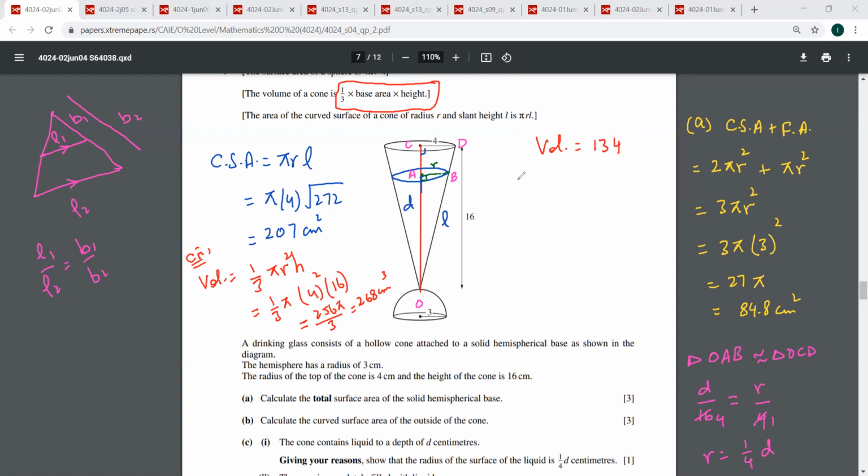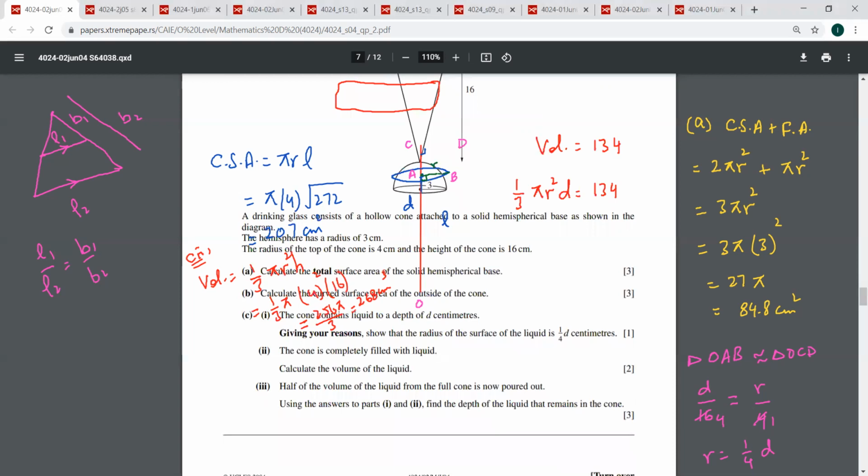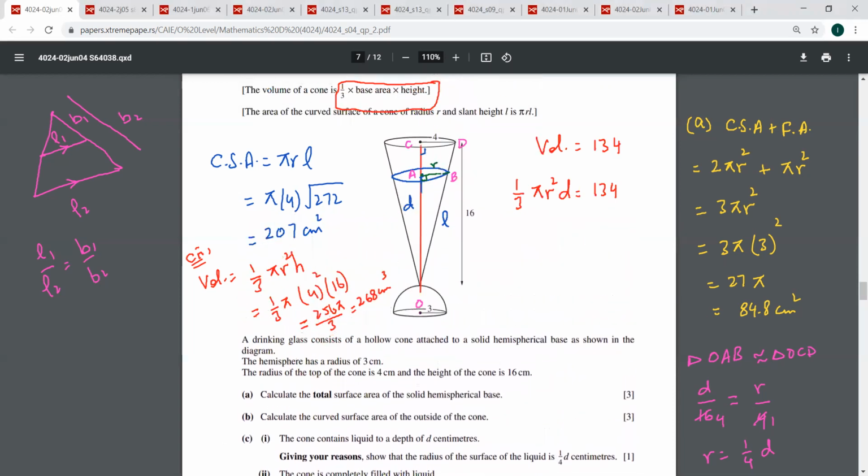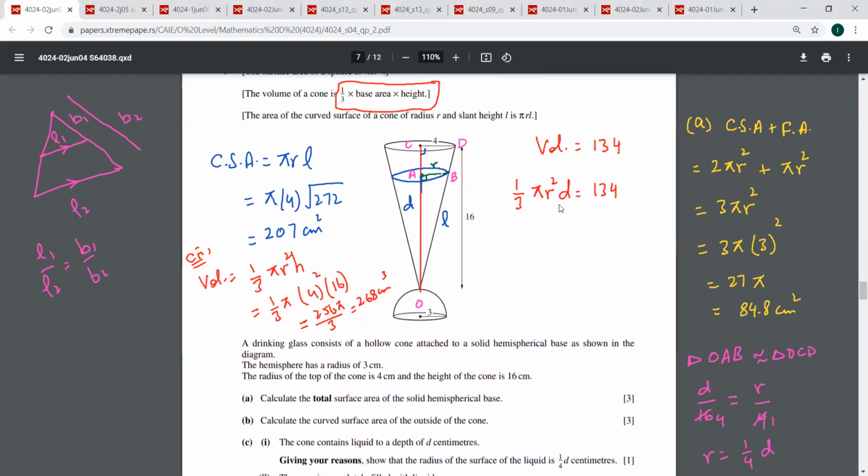And now this is 1 over 3 pi r square into the depth. I'm using d for the h. That is 134. And we have to find the depth. Our whole equation should be in terms of d.